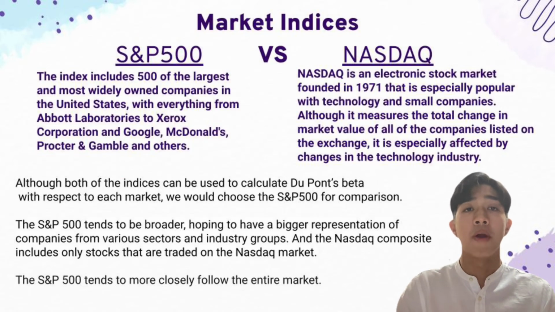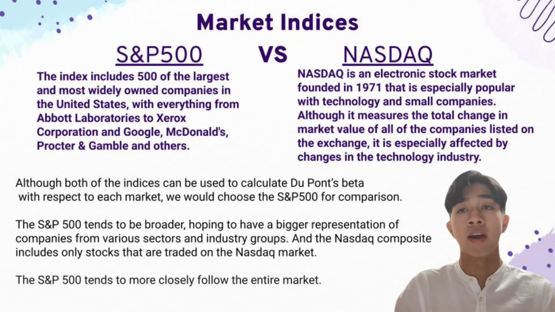Now, comparing the two different market indices we calculated beta against. Firstly, the S&P 500, which includes 500 of the largest companies in the US, and secondly, Nasdaq, which is an electronic stock market that is especially influenced by the changes in the technology industry. Although both of the indices can be used to calculate Dew Point's beta with respect to each market, we would choose the S&P 500 for comparison.